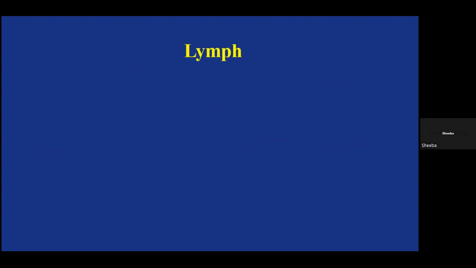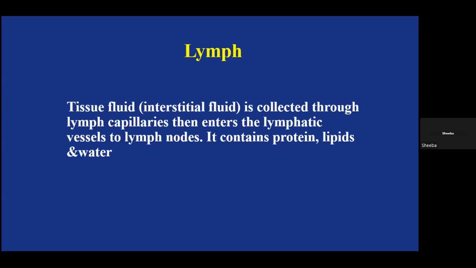In our lymphatic system, we all know that lymphatic fluid is circulating throughout. So what is lymph? Lymph is a tissue fluid or interstitial fluid that is collected through the lymphatic capillaries, then enters the lymphatic vessels to the lymph nodes, and finally goes to the circulatory system. So the lymphatic system is also a part of the circulatory system. It contains protein, lipids, and water.